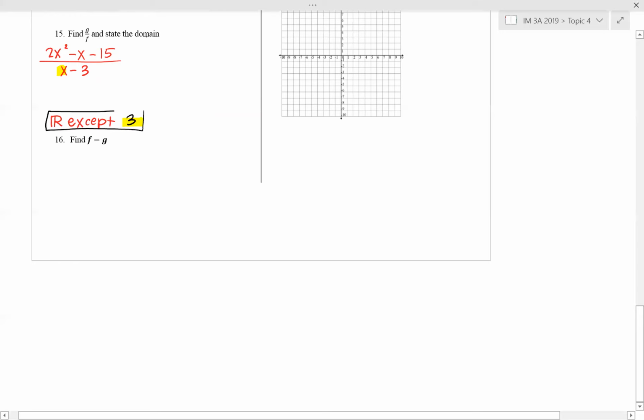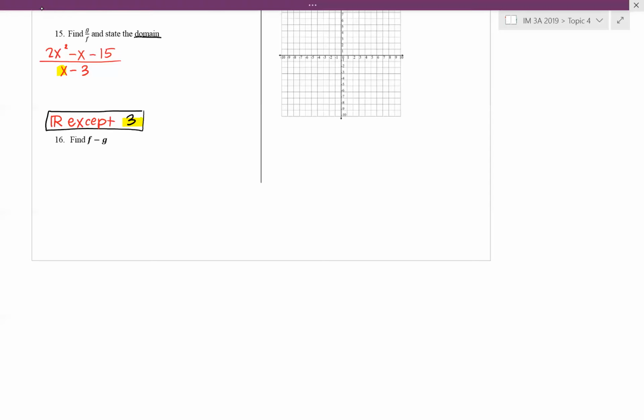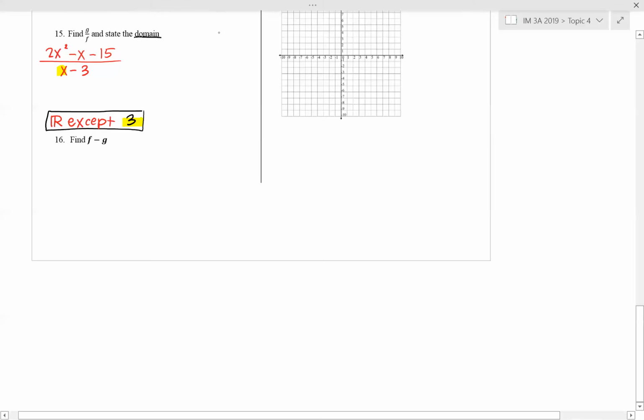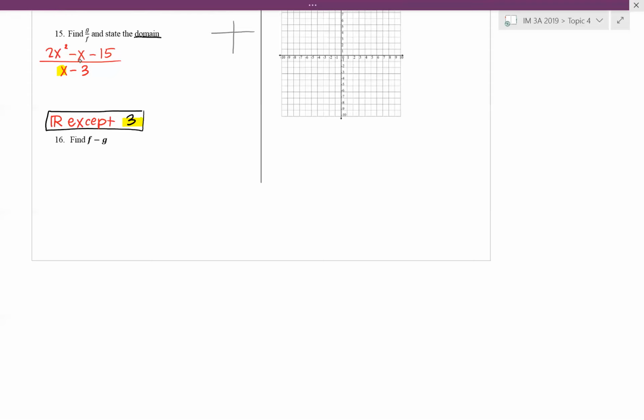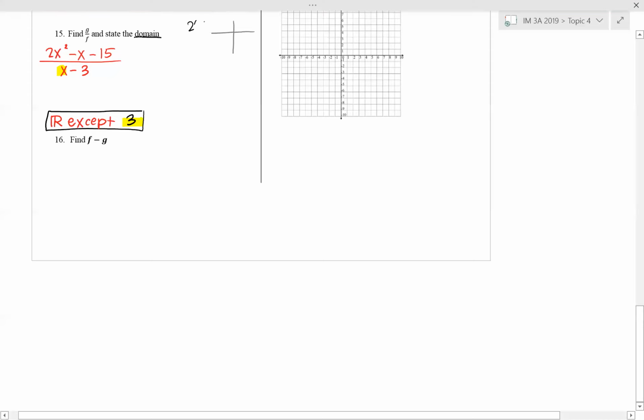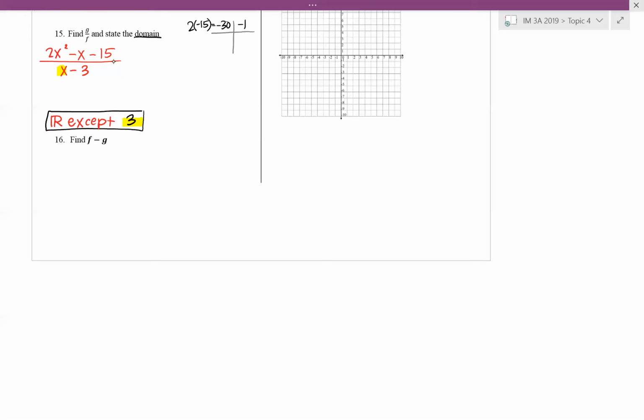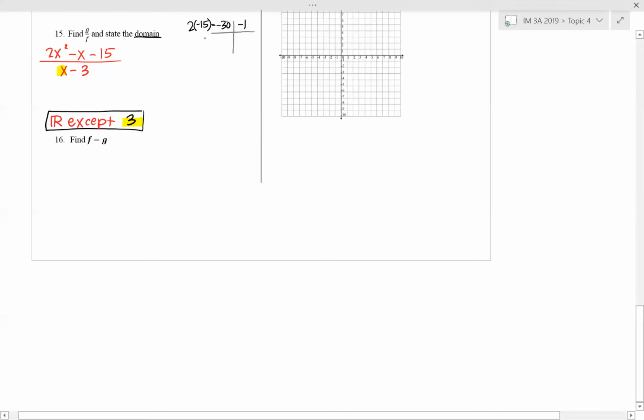So that's my domain. I have to factor 2x squared minus x minus 15 in order to tell what the simplified g over f is. So remember that we're taking a times c. So a is 2 and c is -15. So we want two numbers that multiply to -30 and add to b, which is -1. So the two numbers that will multiply to -30 and add to -1 are -6 and +5.